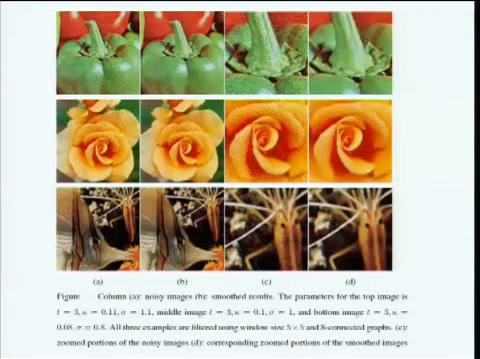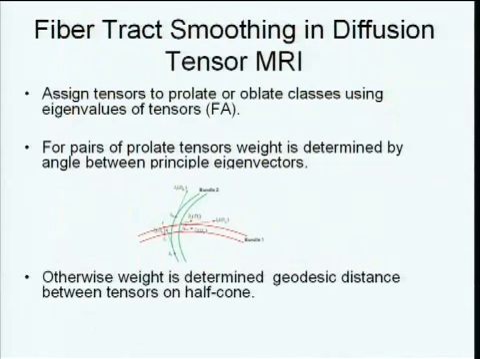And this can be applied to color imagery. What I wanted to do is just to spend a little bit of time talking about a much more demanding application of the method, and this is to fiber track smoothing in tensor MRI data.